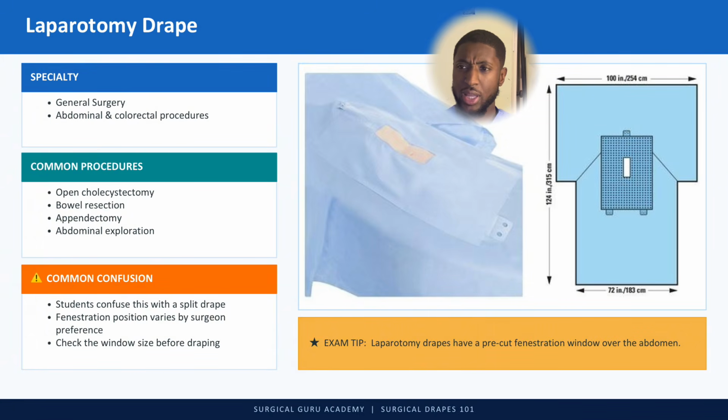And even for laparoscopic cases, sometimes you would use a laparoscopic drape, because the laparoscopic drape usually has pockets in it. But a common confusion is that students confuse this with a split drape. Fenestration position varies by surgeon preference, and check the window size before draping. So exam tip: laparotomy drapes have a pre-cut fenestration window over the abdomen.